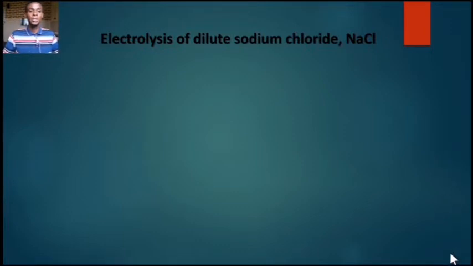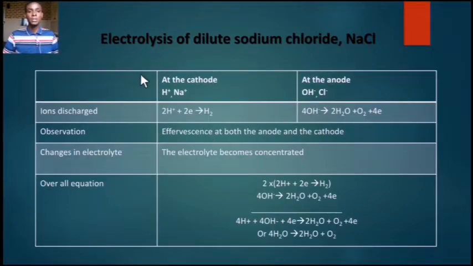So let's look at the table. In the table we have hydrogen ion and sodium ion coming from water and sodium chloride respectively, and OH and chloride ion coming from water and sodium chloride respectively. So we have the same ions discharged as we saw in the first case.